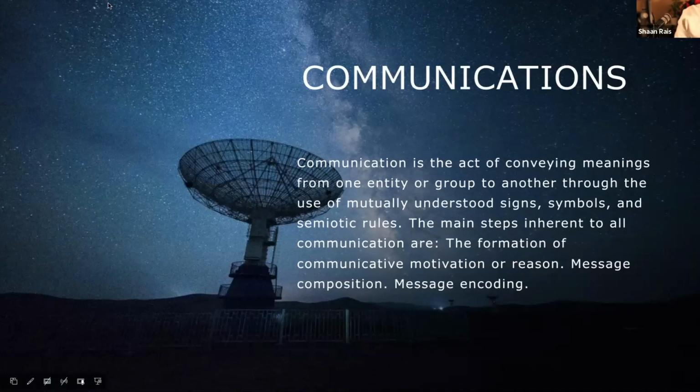Communication. So communication is the act of conveying meanings from one entity or group to another through the use of mutually understood signs, symbols, or semiotic rules. That means the brand, because if you ever heard me describe what the brand is or give you the definition, it's always described as a sign, a symbol, an energy. A logo is a piece of it, but not the whole thing.